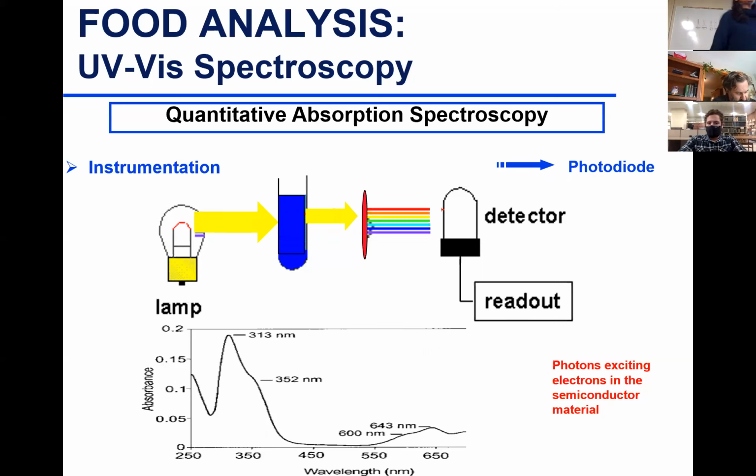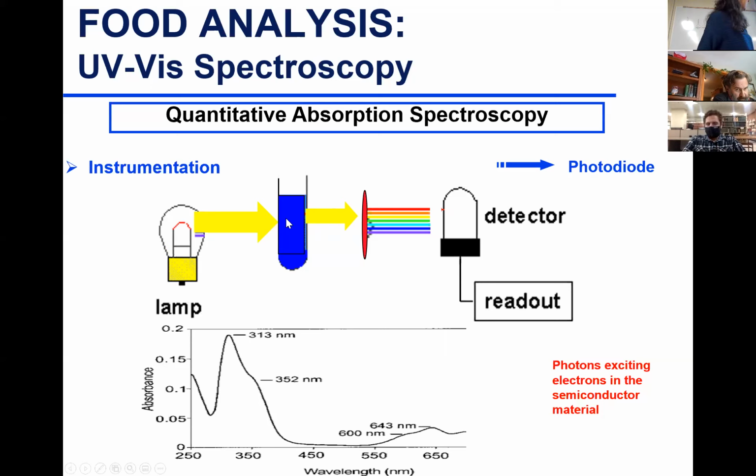Photodiode detector, we talked about that in the HPLC lab. We had a PDA, a photodiode array detector. So here all the light hits the sample. There's no monochromator. So all the light hits the sample. And what happens is your analytes absorb light at different wavelengths, you get a spectrum.